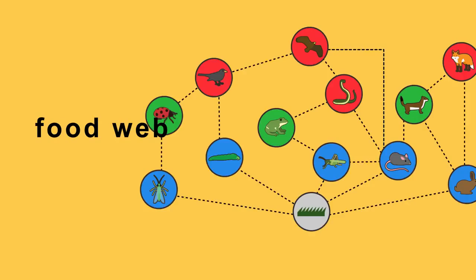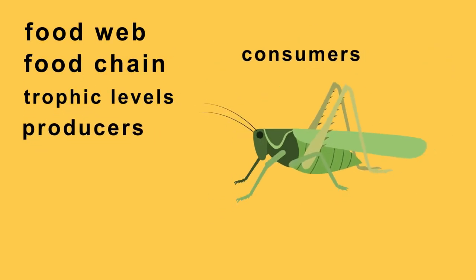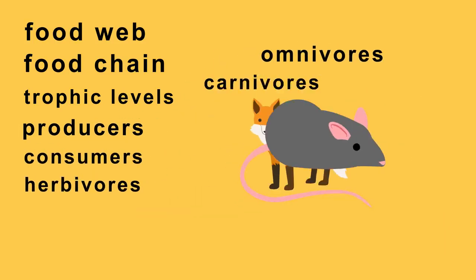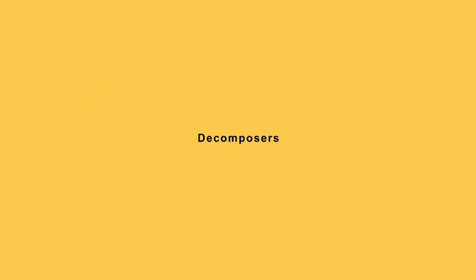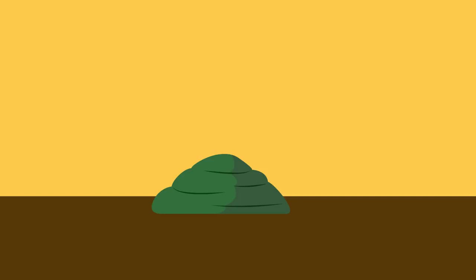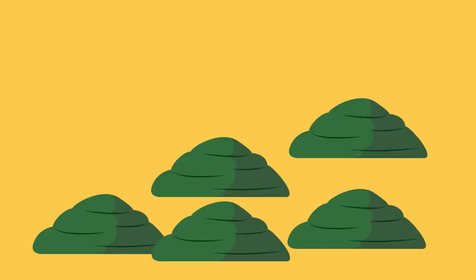So there we have a food web, food chains, trophic levels, producers, consumers, herbivores, carnivores, omnivores, insectivores, and so the final piece of the puzzle are decomposers. Decomposers break down dead plants and animals and waste and return nutrients back to the soil. Decomposers are very important for an ecosystem. If they weren't there, the plants would not get essential nutrients, and dead matter and waste would pile up.